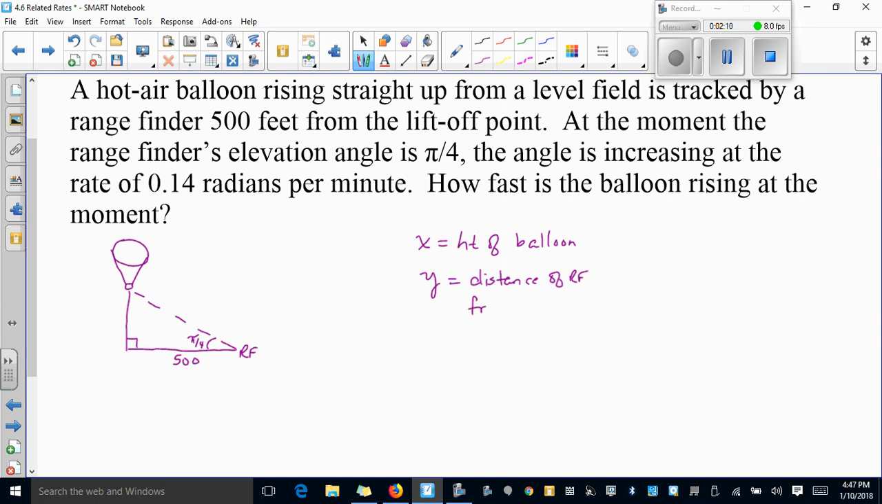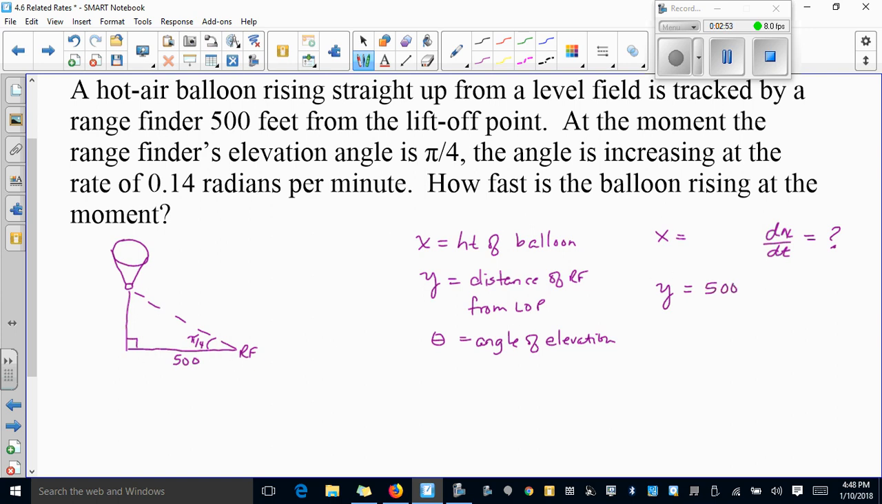So at this moment, let's go ahead and assign values. x equals, we don't know. dx/dt, how fast is the balloon rising? That's what we're looking for, so we definitely need this value. y is equal to the distance here, which is 500 feet. So dy/dt is 0. It doesn't change. The balloon is going straight up, and the rangefinder is not moving. So that distance will never change.